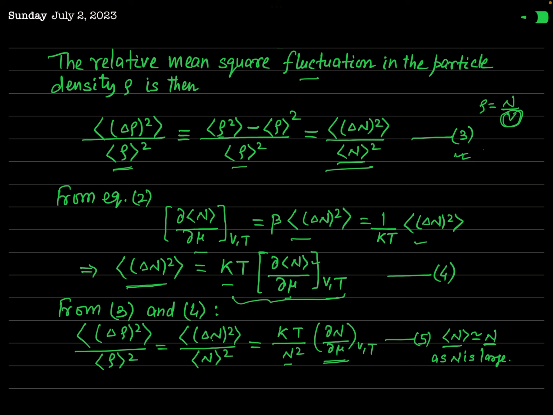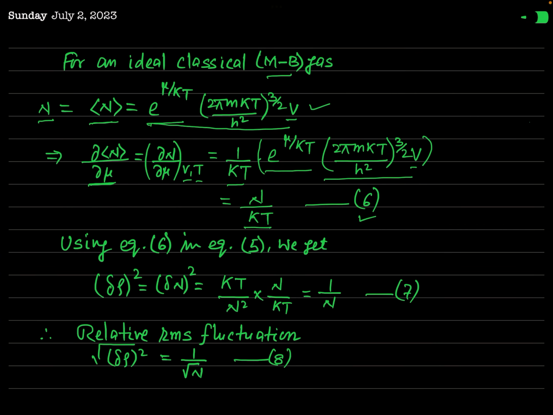But as you can see, this term is actually the relative mean square fluctuation of rho, or mean square fluctuation of n. And that mean square fluctuation is simply written by the symbol delta rho square, as you have learnt in the lecture on fluctuation earlier. So this delta rho square, or delta n square, will be equal to what?